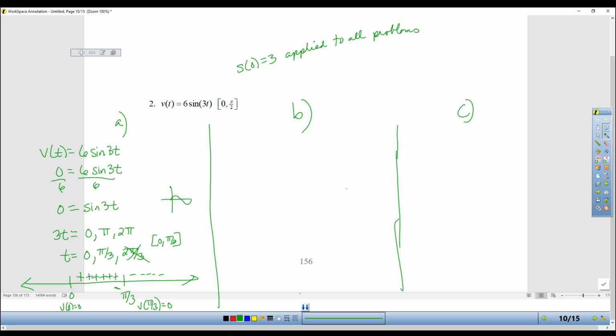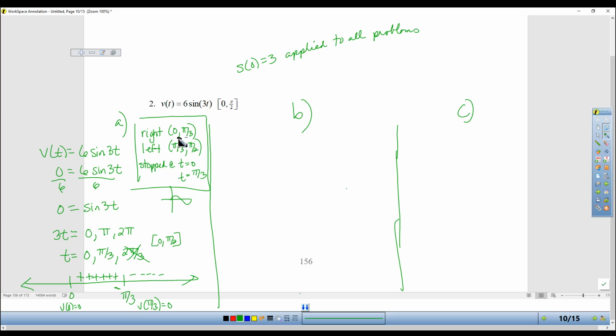So our answer is that it's going left, or let's do right first because that's positive. It's going right on the interval 0 to pi thirds. It's going left on the interval from pi thirds, and only because the interval stops, I'm going to say to pi halves. It actually went all the way till 2 pi thirds. And it is stopped at t is equal to 0 and t is equal to pi thirds. That's the answer to part A.